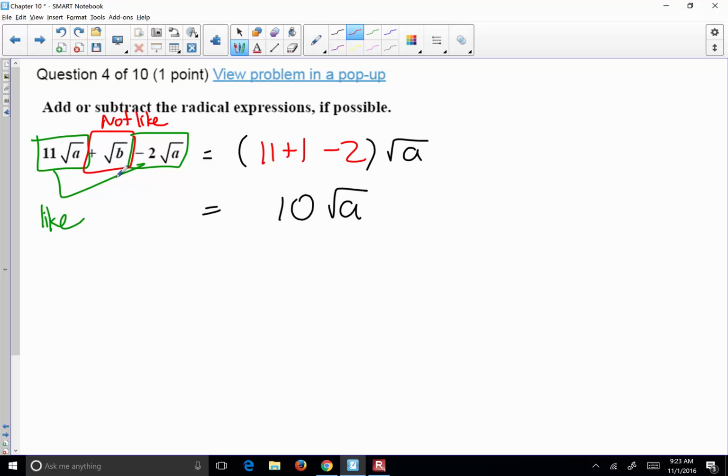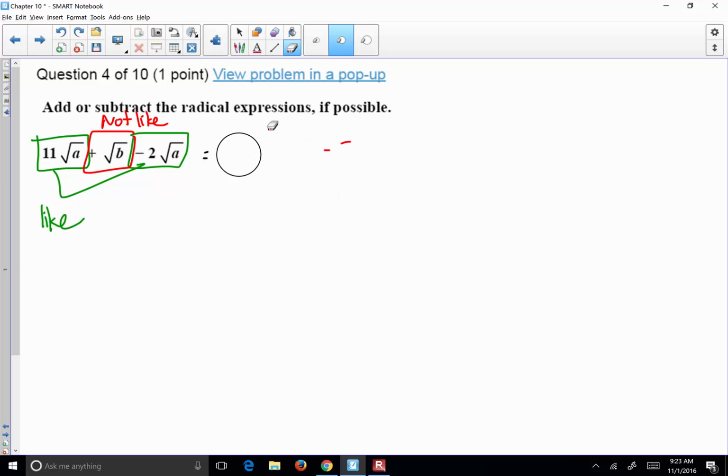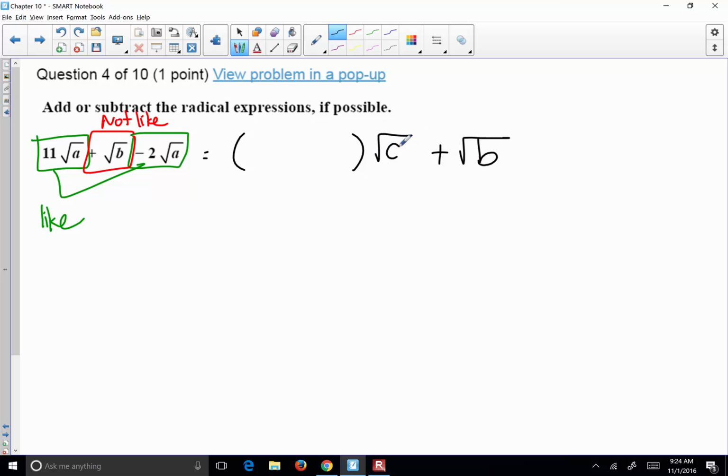Would you leave that as unsolvable, or would you combine 11 and negative 2? We will only combine the green ones. We will still combine the like ones. The red one, the not like one, will stay on the end alone. So we will copy that unlike one to the end first. Let's put it here. This is the unlike one. We won't touch it. Plus root B. Only add up the like ones with one sample radical.